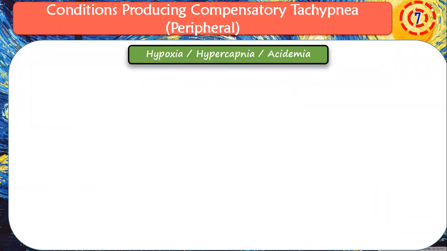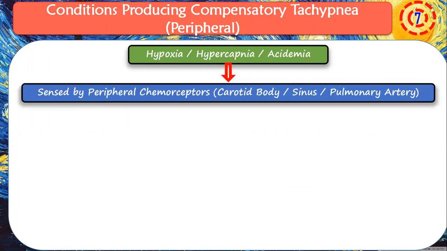So these conditions, that is either decrease in blood oxygen level, or increase in carbon dioxide level in blood, or increase in the acidic components in the blood. Now, these would lead to sensation of these stimuli, that is hypoxia, hypercapnia, or acidemia, by the peripheral chemoreceptors, which are located in the carotid body, sinus, as well as in the pulmonary artery itself here. But the main chemoreceptor acting over here is the carotid body.